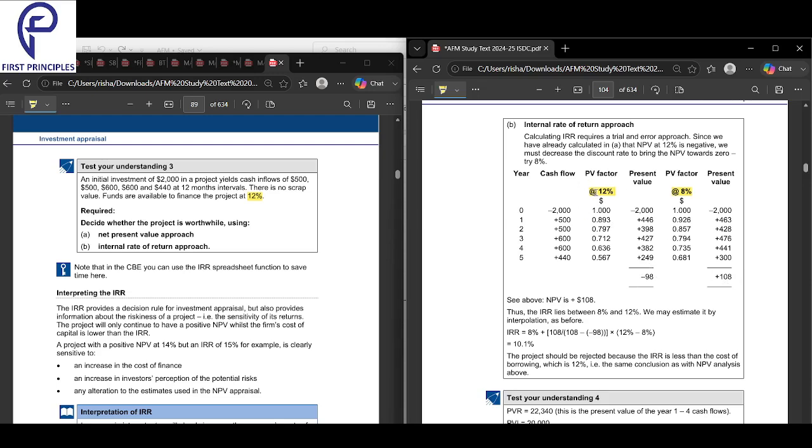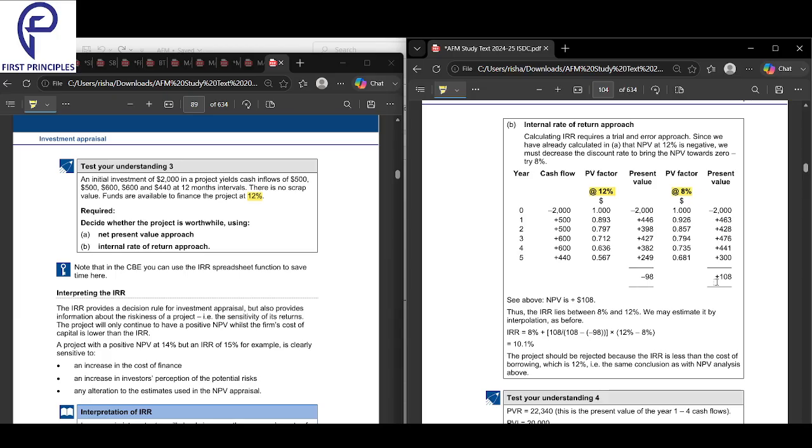You'll have to accommodate based on the 12%, because 8% is nowhere given in the question. You have just chosen it from your own point of view. So at 12% you have the factors, and at 8% you have the factors.